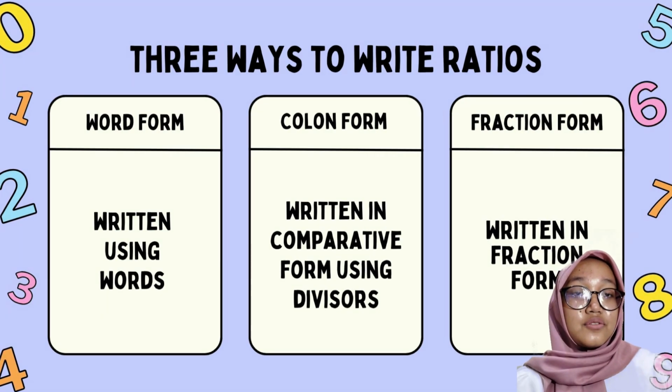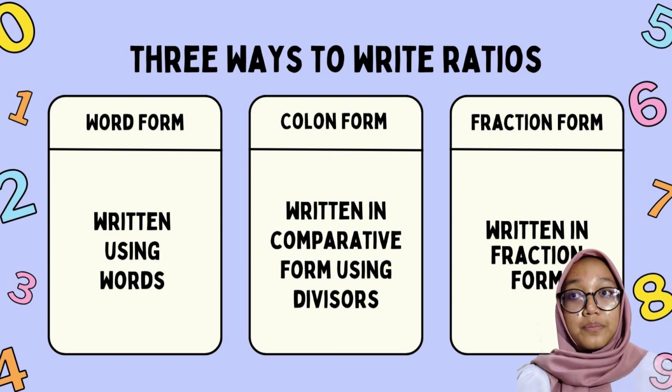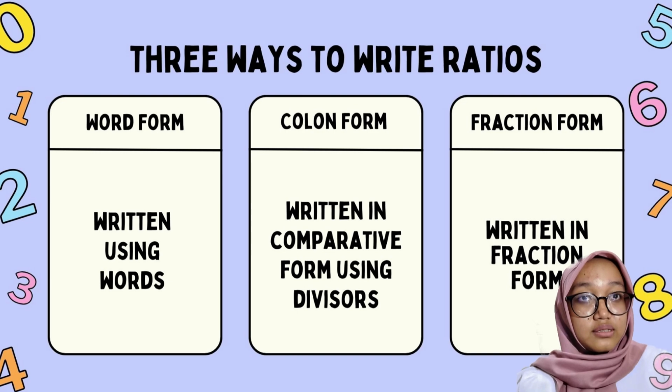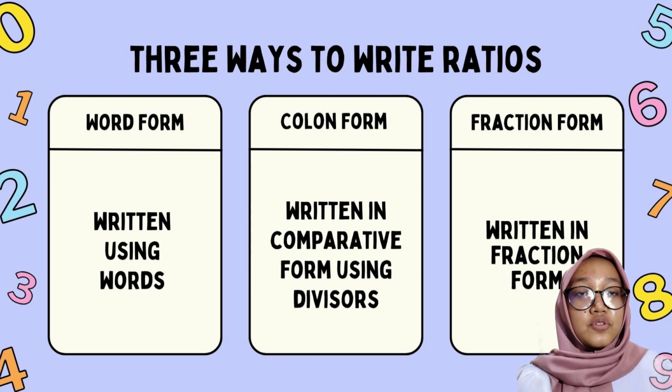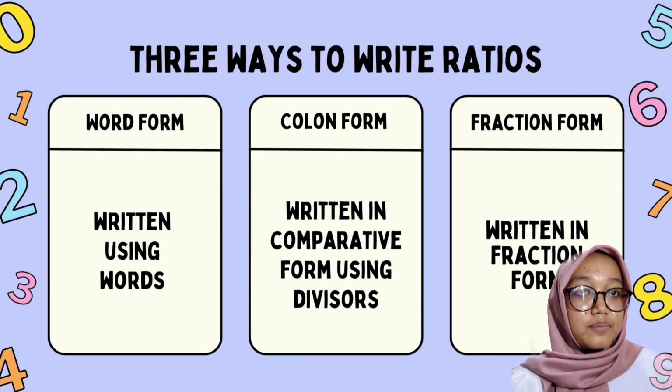Next, there are 3 ways to write a ratio. The first is word form. A ratio in word form is written with words, like the name, using verbs. Next is colon form, written in comparative form using a divisor, which is like a colon. And the third is fractional form. Like the name, fraction, so we write it in fraction form.